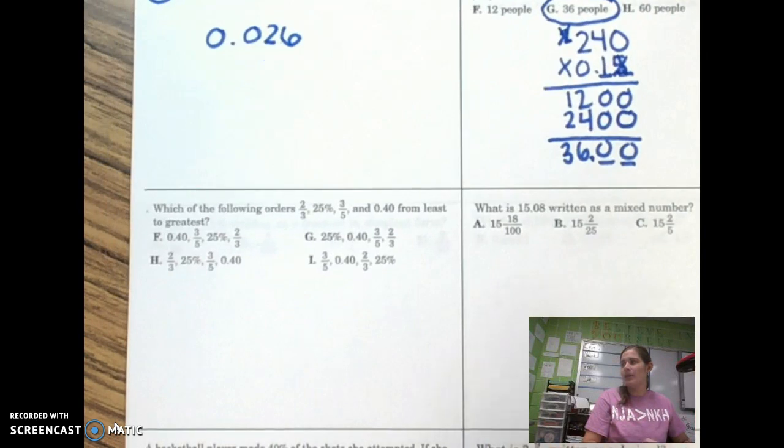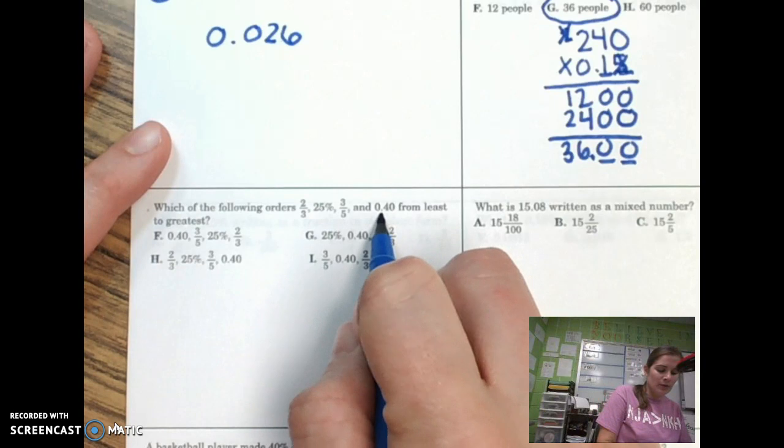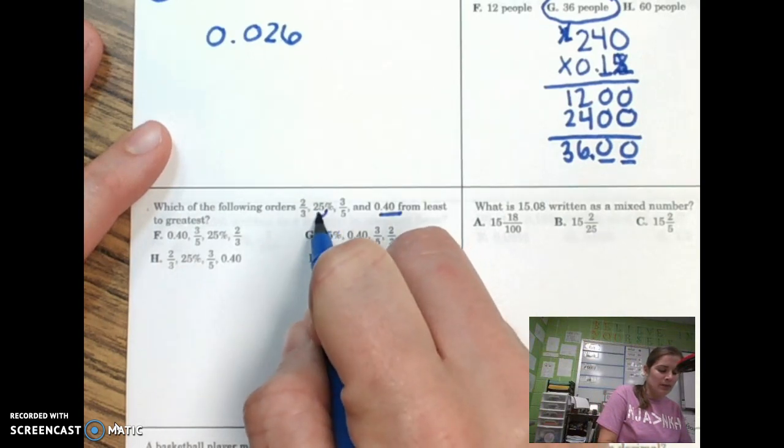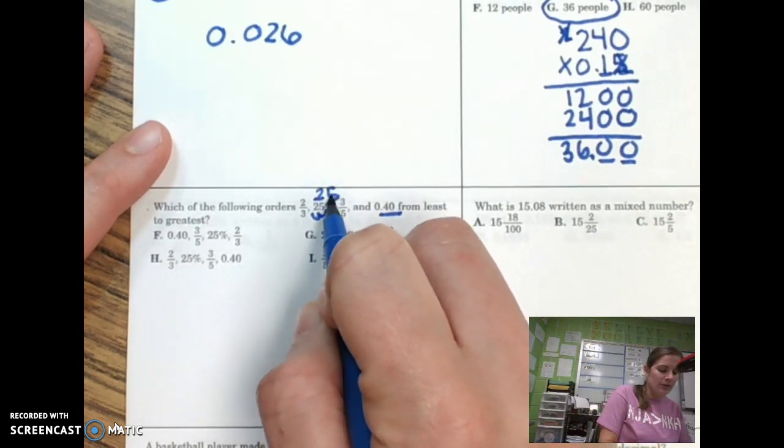Now let's look at our next one. Which of the following orders 2/3, 25%, 3/5, and 0.40 from least to greatest? Now to do this, we need to change them to all the same type of thing. So I'm going to do decimals. So this one's good. This one's going to change to 0.25.